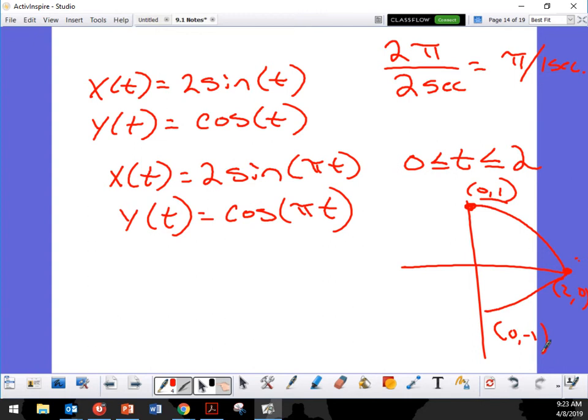Okay, so now let's plug in 1. Cosine at 1 is negative 1, right? So negative 1. So there we go. Now do you see how it's going in the right direction now?